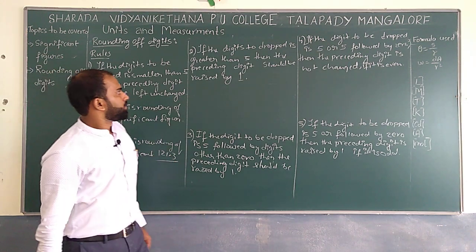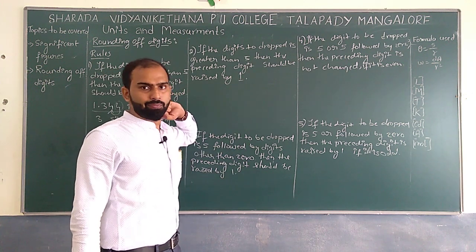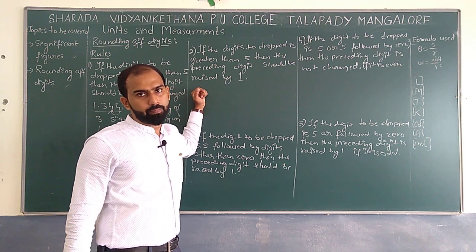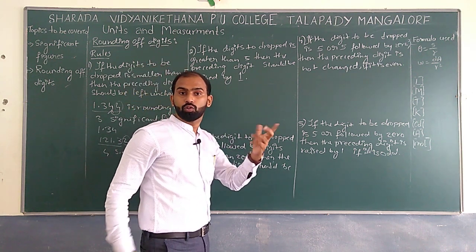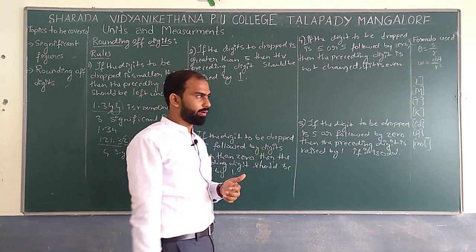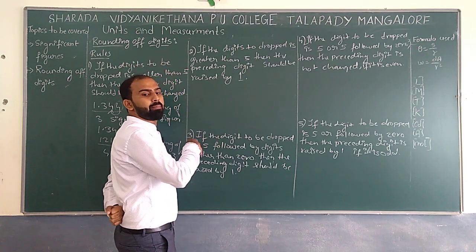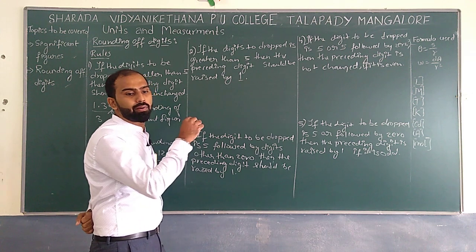Yeah. So we'll move on to the next rule of this particular concept, that is if the digit to be dropped is greater than 5. The previous case you have studied was lesser than 5. So now we'll see if it is greater than 5. Okay? Yeah. You take one example, which example can you take?